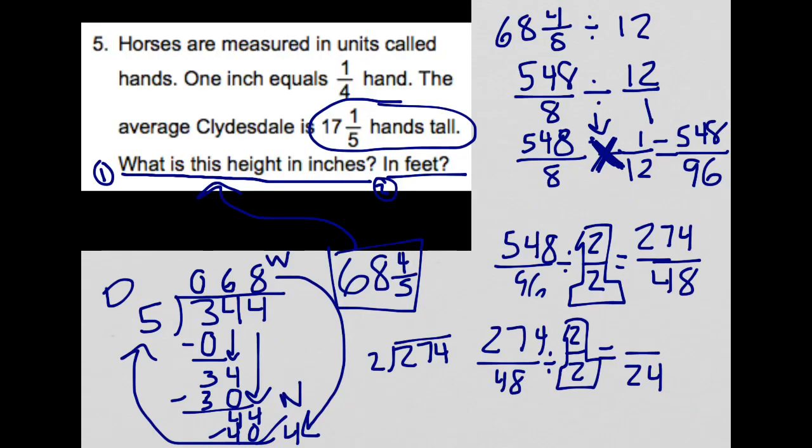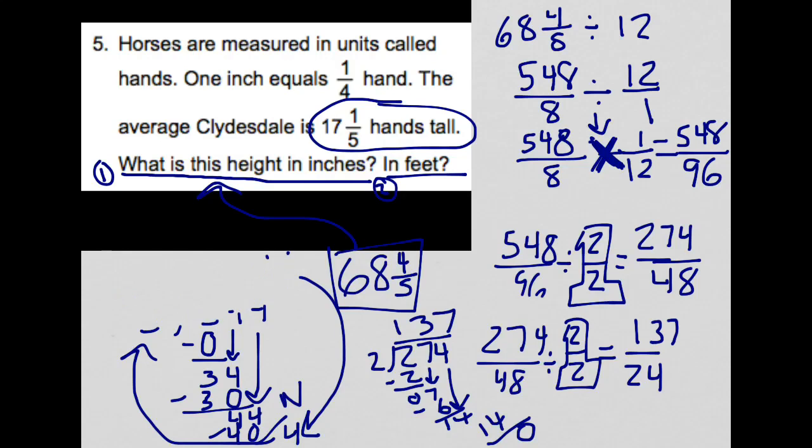274 divided by 2. 2 goes into 2 once. 2 minus 2 is 0. Bring down the 7. 2 times 3 is 6. 7 minus 6 is 1. Bring down the 4. 2 times 7 is 14. 14 minus 14 is 0. So 137 over 24. So I got 137 over 24. I don't think I can simplify it anymore.